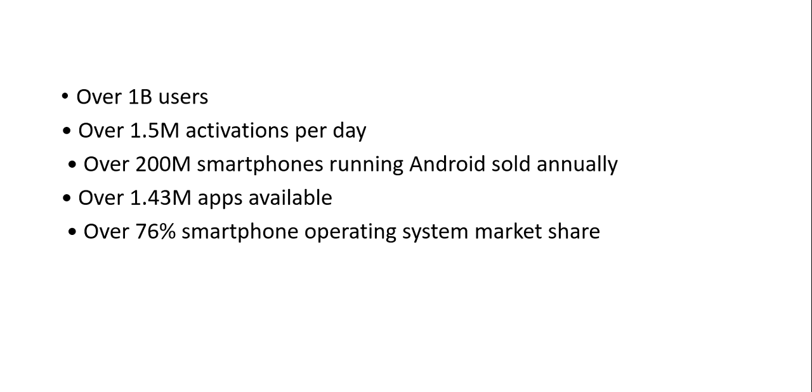Android is gigantic. Gigantic means over 1 billion users, over 1.5 million activations per day, over 200 million smartphones running Android sold annually, over 1.43 million apps available, and over 76% smartphone operating system market share.